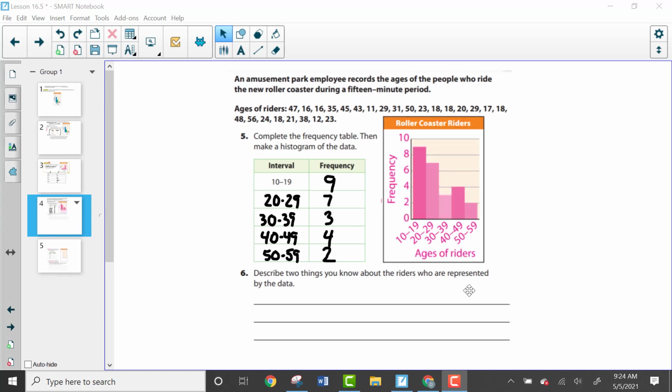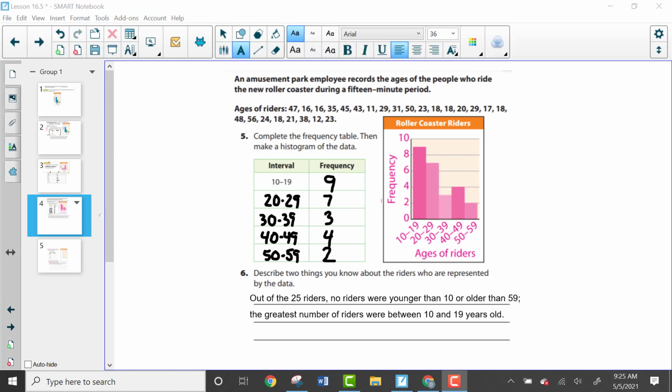So now you can see the histogram is completed. You can see from 10 to 19, that's a frequency of 9, so that's aligned with the 9. The 20 to 29 is 7. The 30 to 39 is 3. 40 to 49 is 4. And the 50 to 59 is 2.